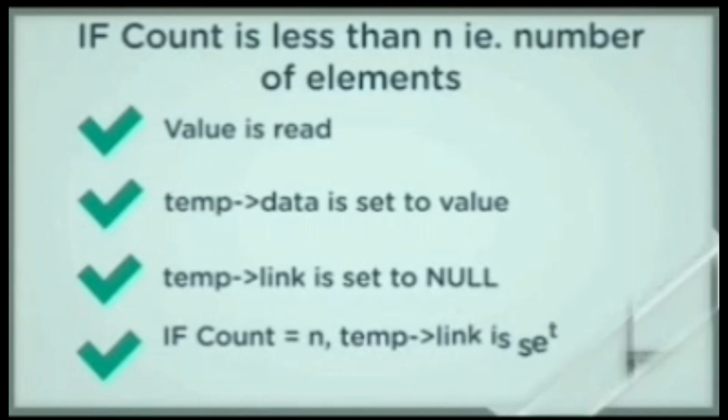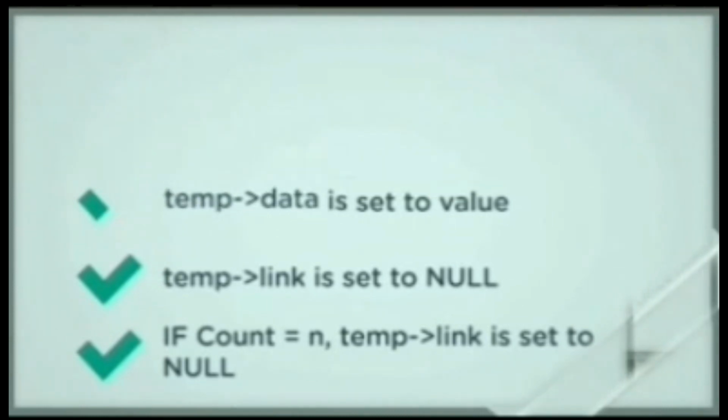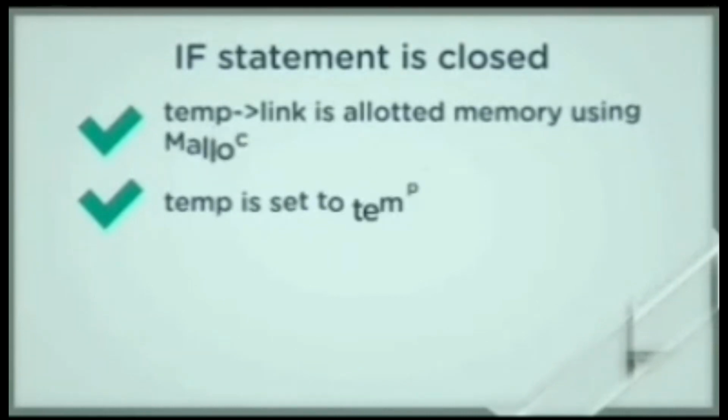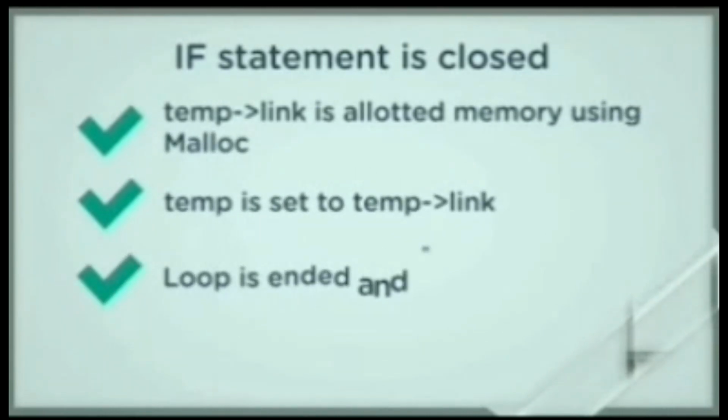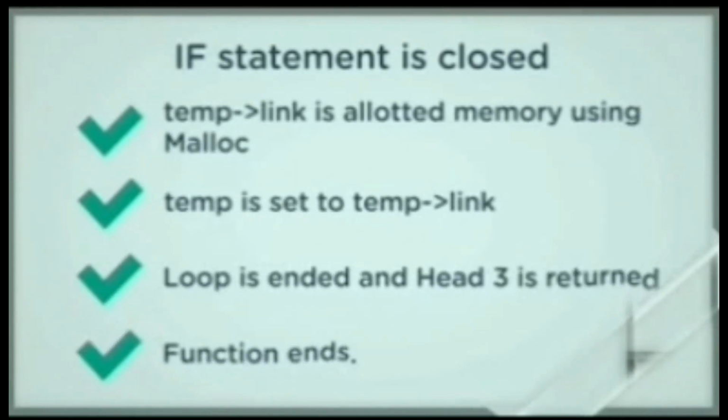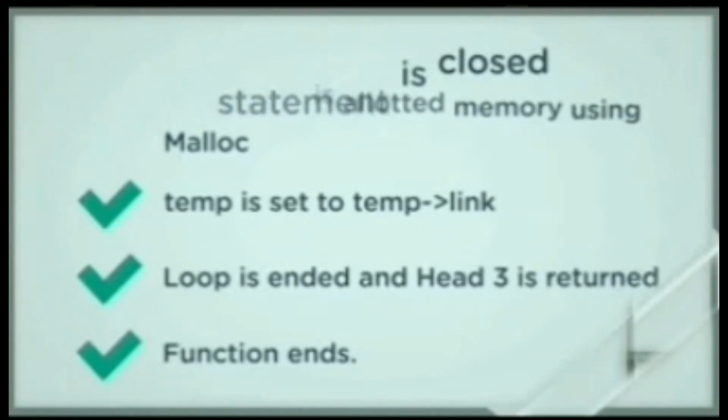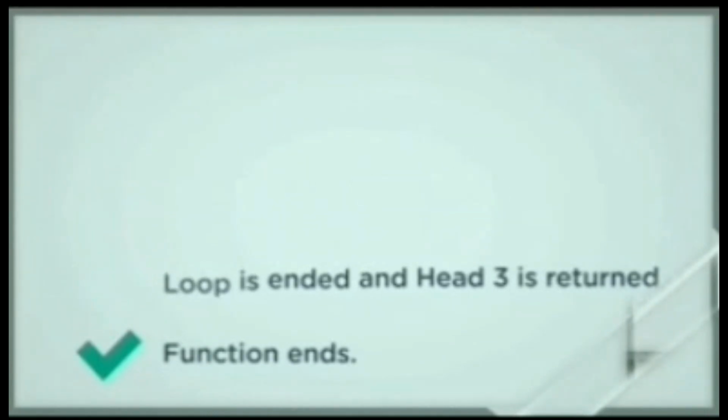Now we are going to read the value. Value is set to the temp data, and the temp link is set to null, and here we are creating a condition such that the last node should point to null. Now here the if condition terminates. Now we are going to allot the memory for the temp link using malloc, and temp is set to temp link, and here the loop is ended and the head is returned back, and here the function ends.